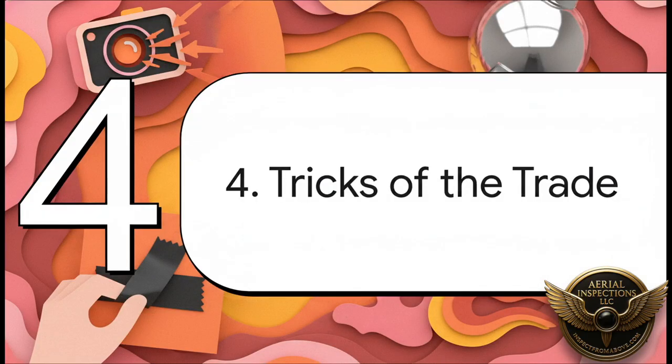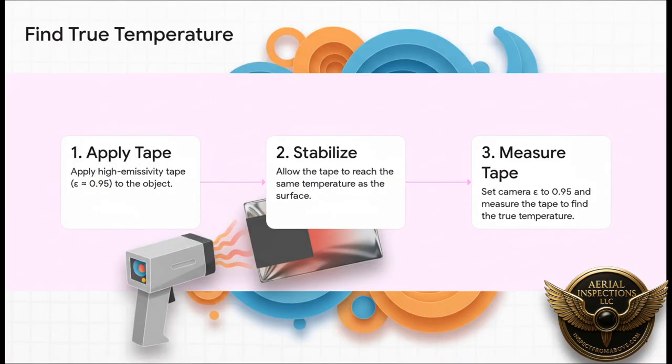All right, so we get the problem. Now for the good part, how do we actually solve this out in the field? Well, the pros have a couple of really simple but kind of brilliant tricks up their sleeves. The first and most common trick is to just create a spot you know you can trust. It's so easy. You just take a small piece of high emissivity material, like plain old matte electrical tape, and stick it on that shiny surface.